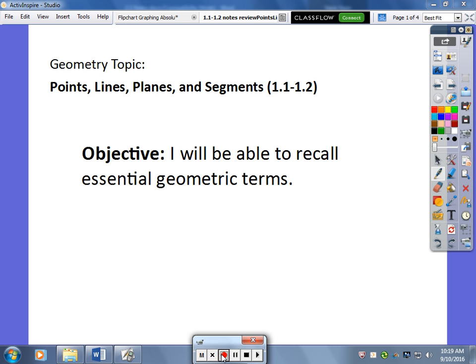Hello everybody and welcome to this short tutorial on geometric vocabulary. We will review this to get ready for Unit 2, on formulas and constructions. Our objective is we will be able to recall essential geometric terms.